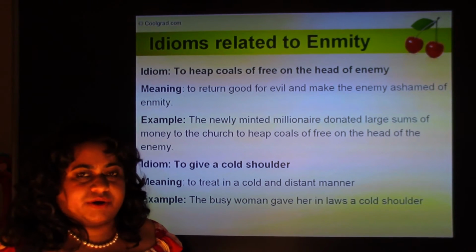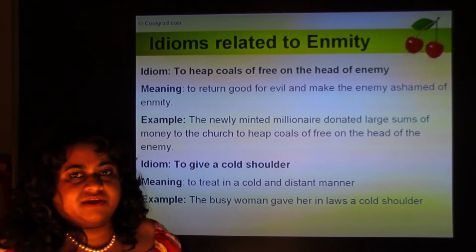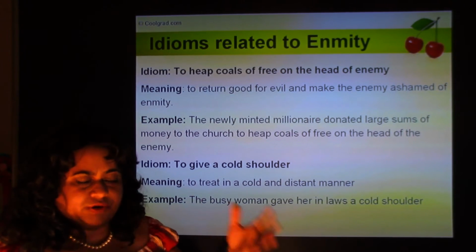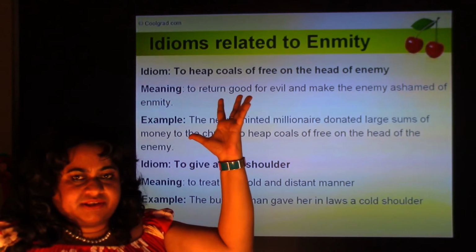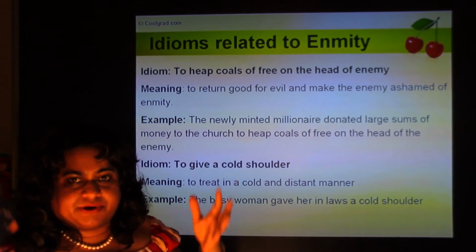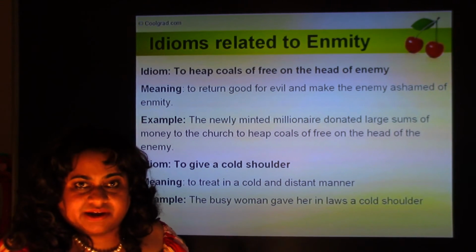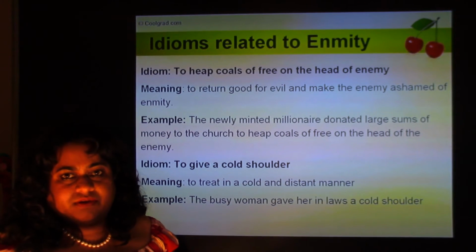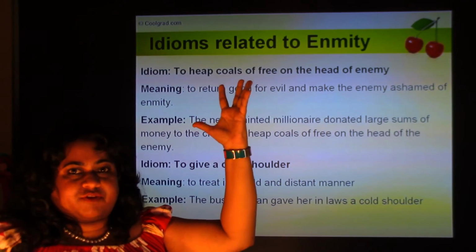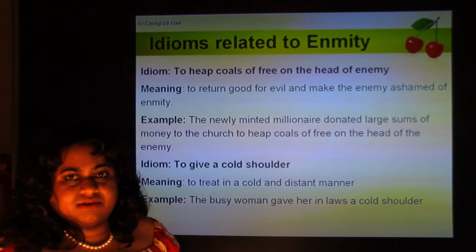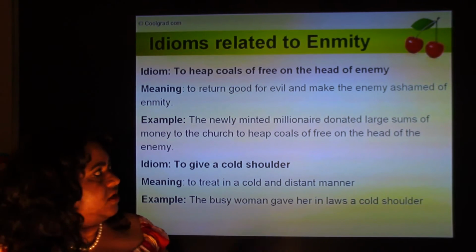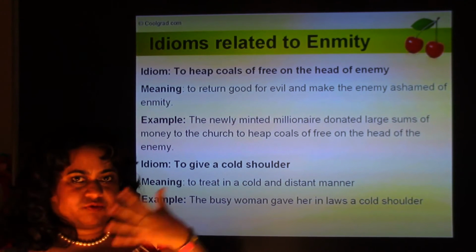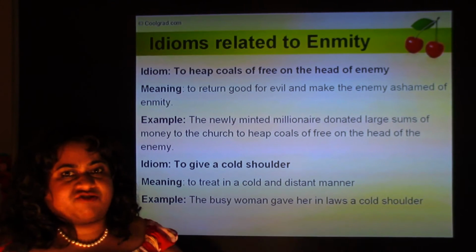And if in one house, especially in the winters, they ran out of coal because they were very poor, they couldn't light their fire. So they would carry this container to the neighbor's house, and if the neighbor was kind, they would heap coals of fire on it. So they would come back with a lot of coals so they could light their fire. So that's how this phrase came about. To heap coals of fire on the head of the enemy means you give them so much good that they feel ashamed of their enmity.